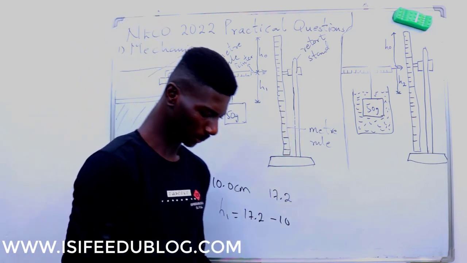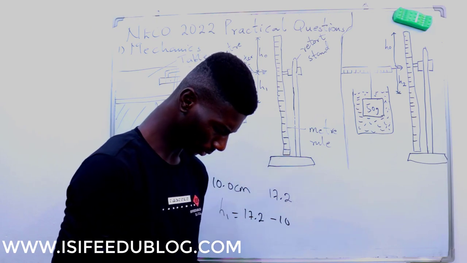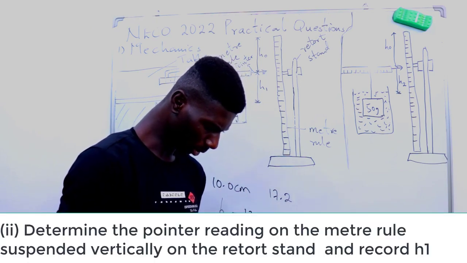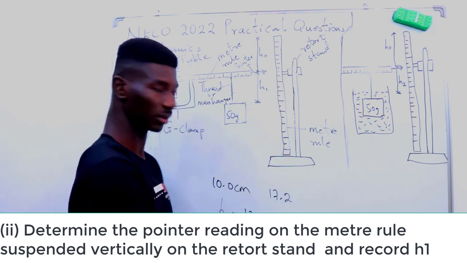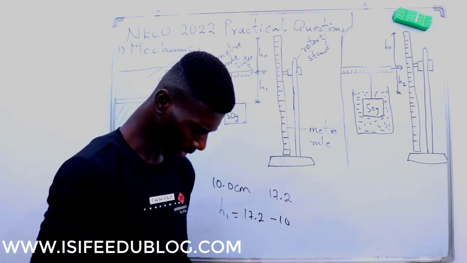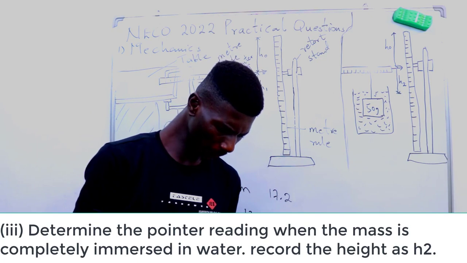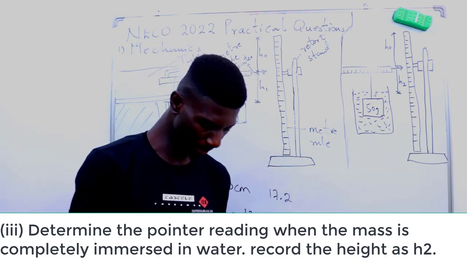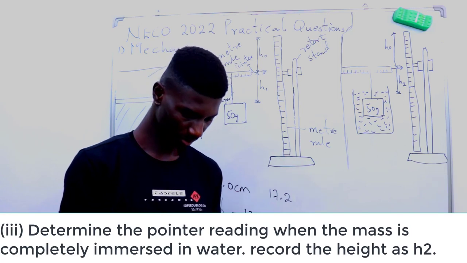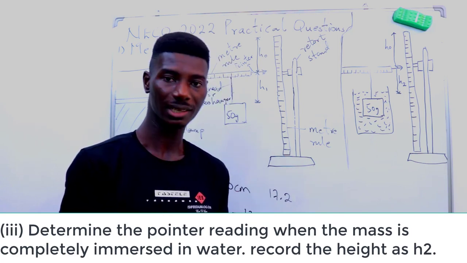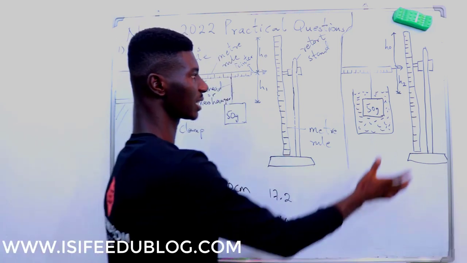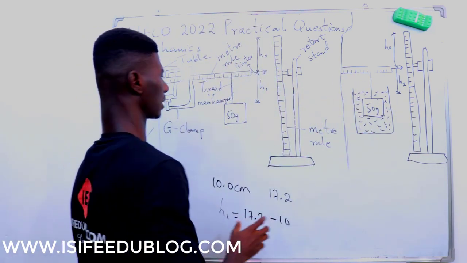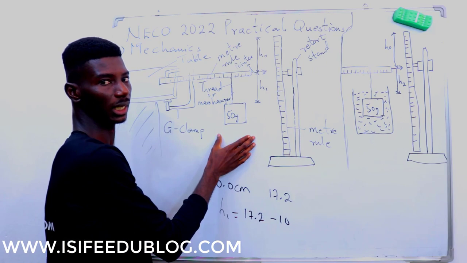Now, that is the first thing. Now we continue. And then I say, record H1. That is what I just showed you. Record H1. And then I say, determine the pointer reading when the mass is completely immersed in water, and record the height as H2. So that is the second part. You are using the same setup, but the difference is now, this one has no water in it.